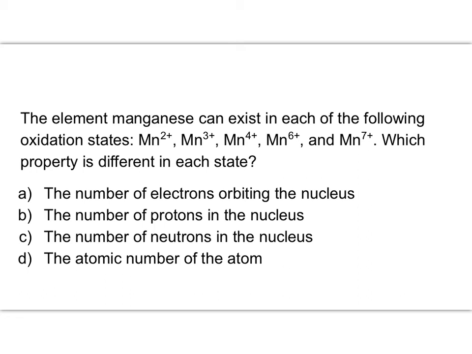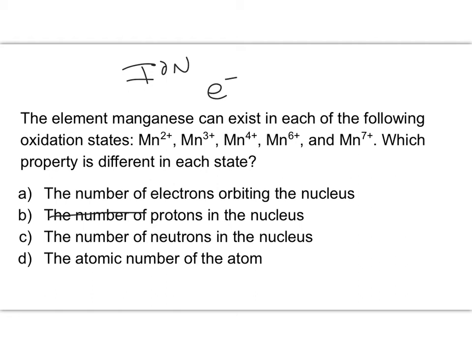Manganese can exist in each of the following states. Which property is different? So which of these is different in these different ions? Well, we just talked about in the last question that an ion is an element, atoms of the same element, but with different numbers of electrons. Okay, so that's the key.